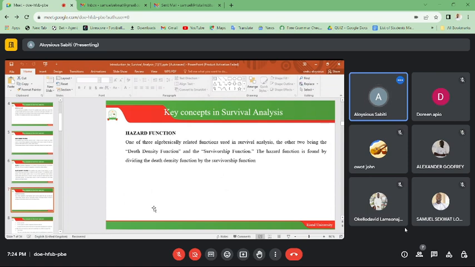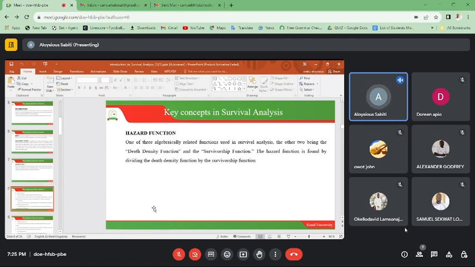And we want to conclude possibly the key concepts for the issues of survivorship here by looking at the hazard function. And we're saying that it is one of the three algebraically related functions used in survival analysis. And the hazard function is found by dividing the death density function by the survivorship function. So then we can understand the level of hazard that an individual can be subjected to.